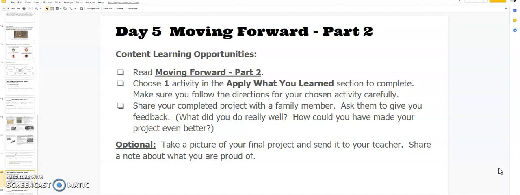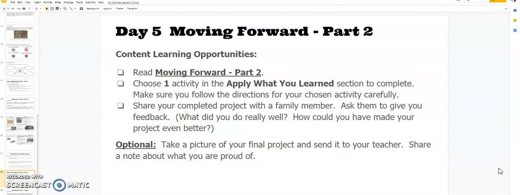Make sure to follow the directions for your chosen activity very carefully. Share your completed project with a family member. Ask them to give you feedback. What did you do really well? How could you have made your project even better? Optional is to take a picture of your final project and send it to your teacher. Share a note about what you are proud of.